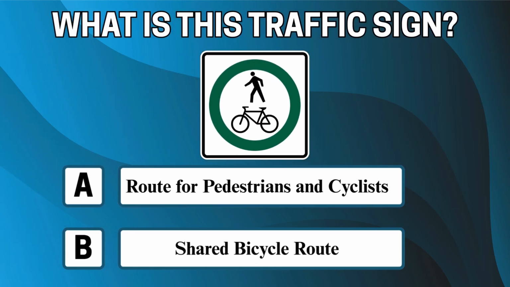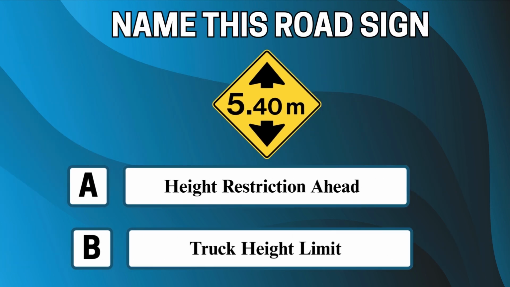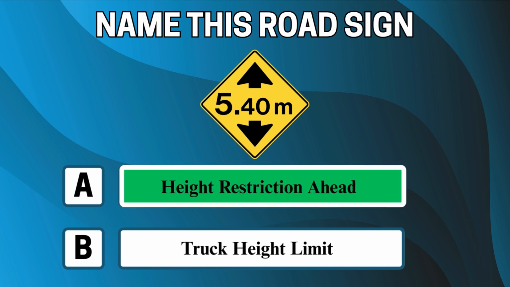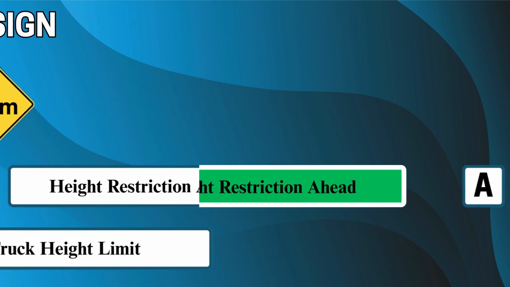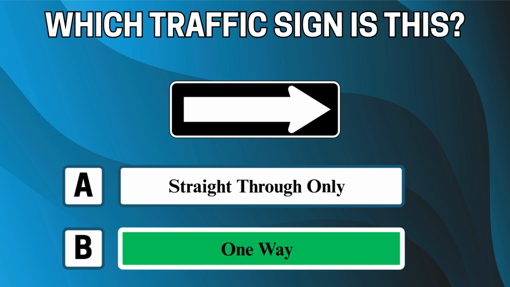What is this traffic sign? Correct, it is the route for pedestrians and cyclists sign. Name this road sign. That is right, it is the height restriction ahead sign. Which traffic sign is this? Yes, it is the one-way sign.